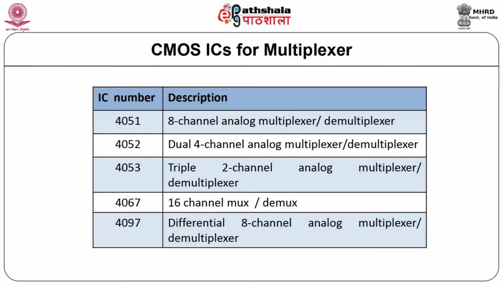IC 4052 is a dual 4 channel analog multiplexer/demultiplexer. Even though we are writing analog, that does not mean digital cannot be passed. Any signal, whether it is analog or digital, will be routed to the output. IC 4053 is triple 2 channel analog multiplexer or demultiplexer, whereas 4067 IC can be configured as 16 channel mux or demux. Similarly, 4097 has a speciality that it accepts 8 channel inputs, but those could be differential inputs, and it can be configured as multiplexer as well as demultiplexer.